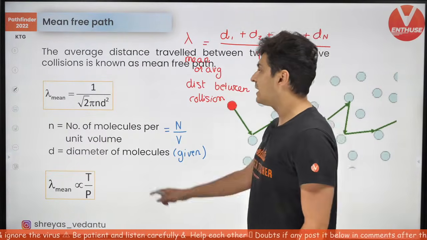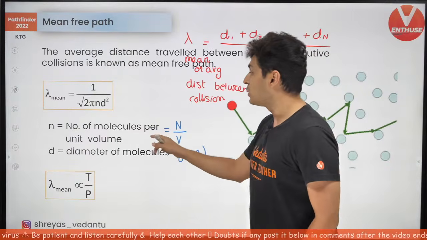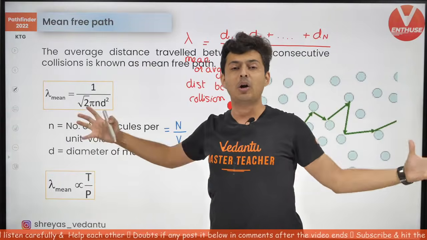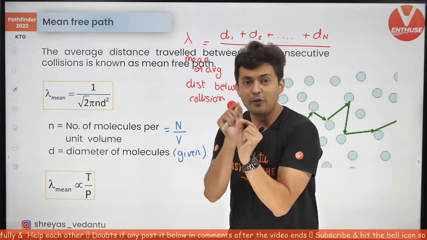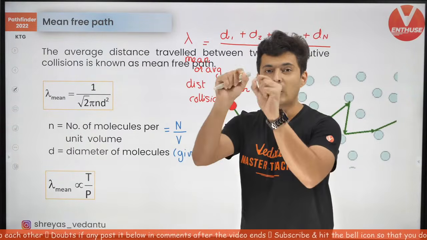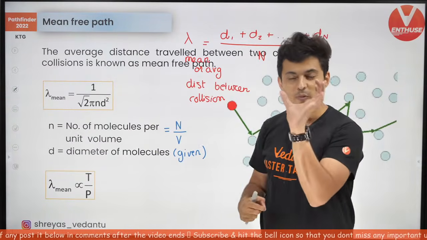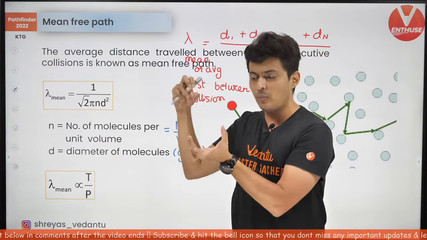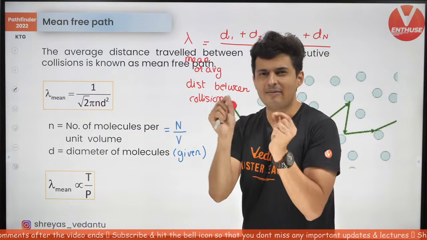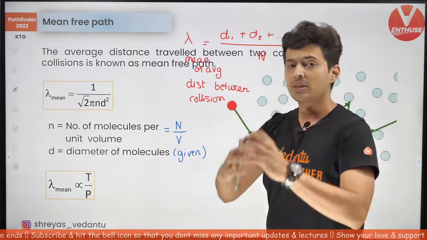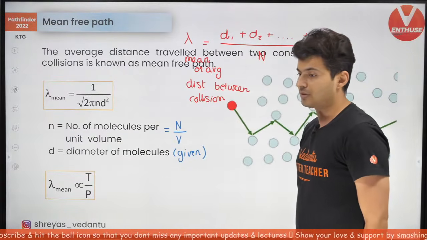Excellent. Similarly, if there are more molecules, if capital N is more, it is crowded, and the free path we get will also be less. That's why that N is there below: the number of molecules per unit volume. If more molecules are cramped, they will have less space to travel between successive collisions. That's why the mean free path reduces.